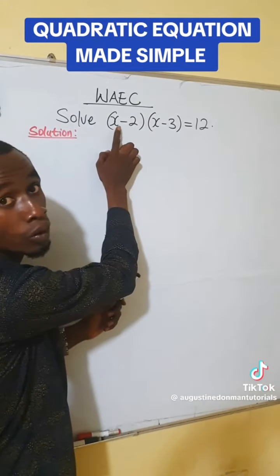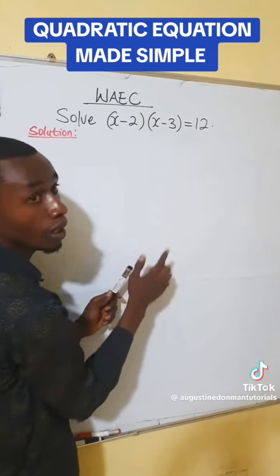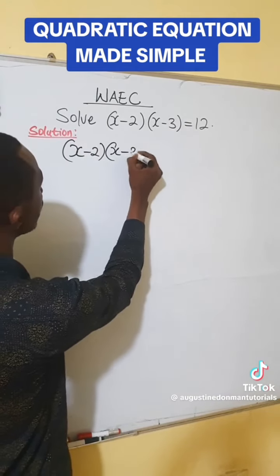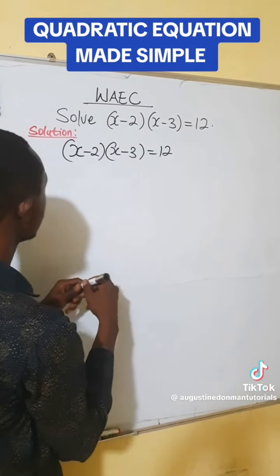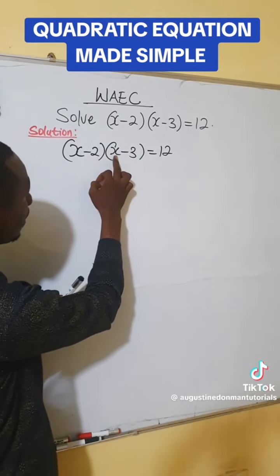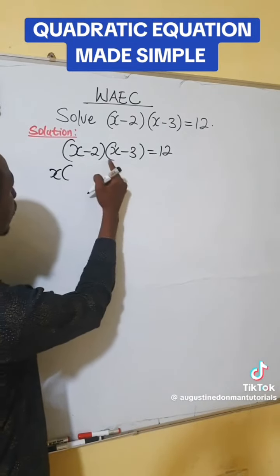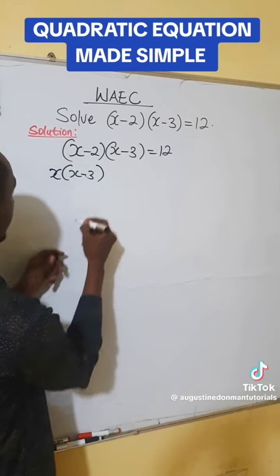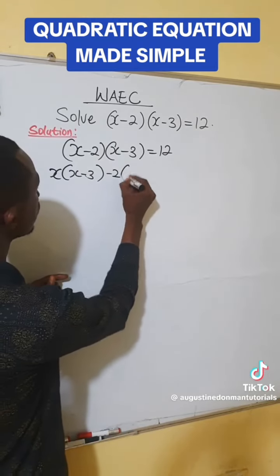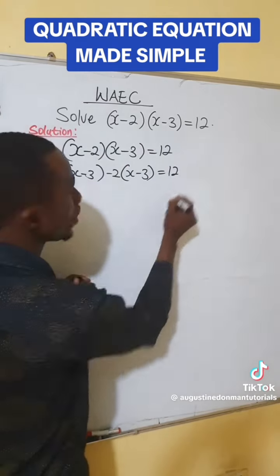We are going to use each term of this bracket to multiply each term here. So we use this other term again and multiply throughout. We have that x minus 2 multiplied by x minus 3 is equal to 12. You use x to multiply x and minus 3. You also use minus 2 to multiply x and minus 3. So for you not to confuse, just take the x term and multiply it throughout. That is x minus 3. You also use the negative 2, the second term, and multiply it by x minus 3. All this is equated to 12.